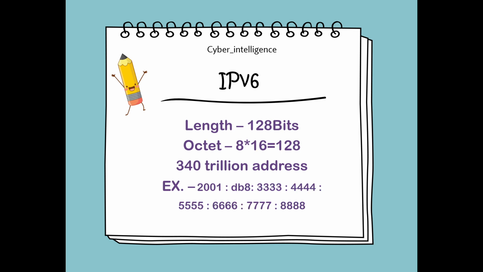Next, IPv6 is an updated version of IPv4. Before, we were using IPv4, but what happened? The devices are more than the limit, more than the population, because one single person is using 2 or 3 devices. That's why we need many IP addresses. So IPv6 is present and the limit is 340 trillion addresses. The length is 128 bits and the octet is 8 into 16, which means 128. And the example is in front of you.